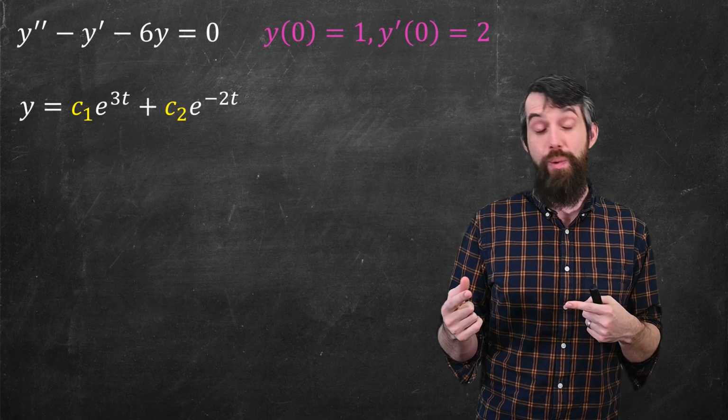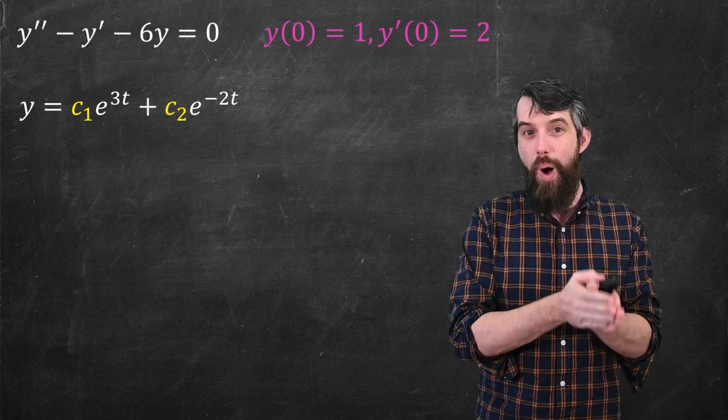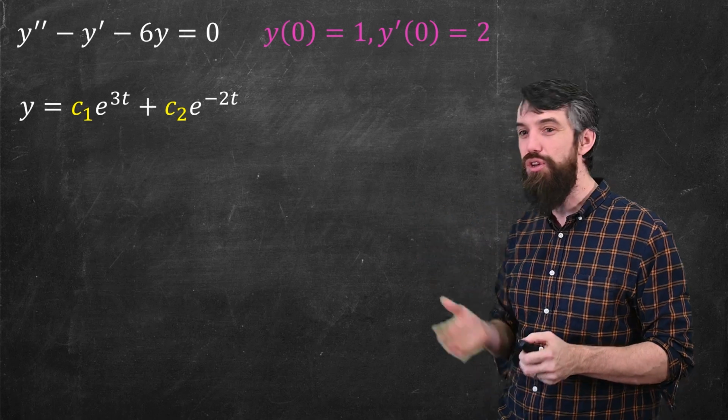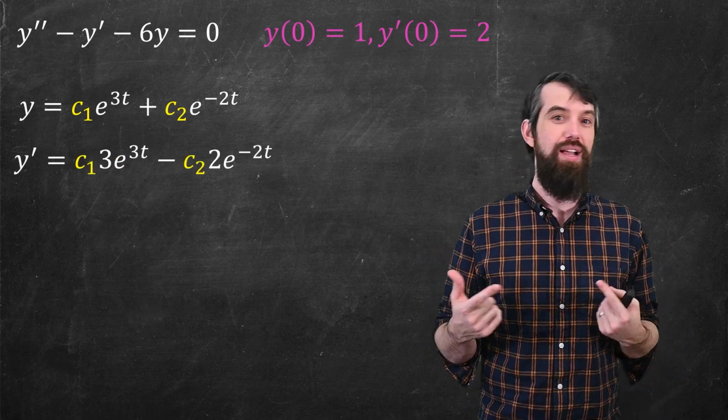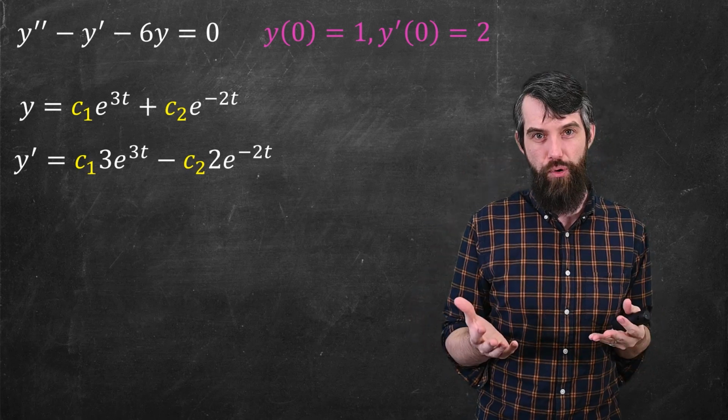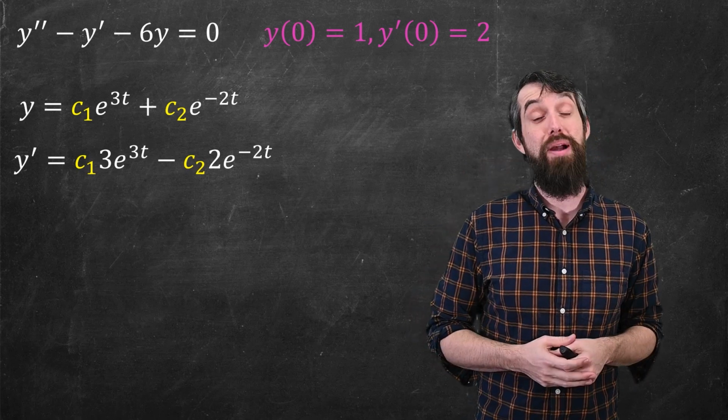So how can I deal with this? Well, one initial condition is in terms of y, and the other is in terms of y prime. It's a y prime of 0. So let me go ahead and take the derivative of this to get my y prime as well. Just taking the derivative, e to the 3t becomes 3 e to the 3t, and so forth. Now let me substitute in my two initial conditions.